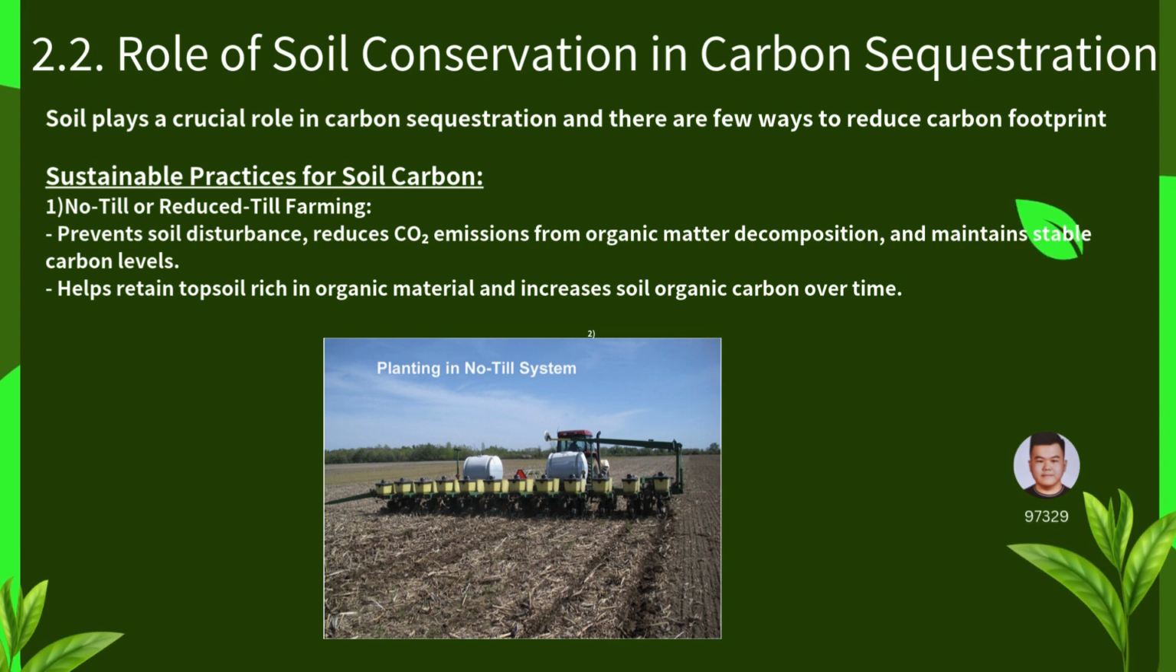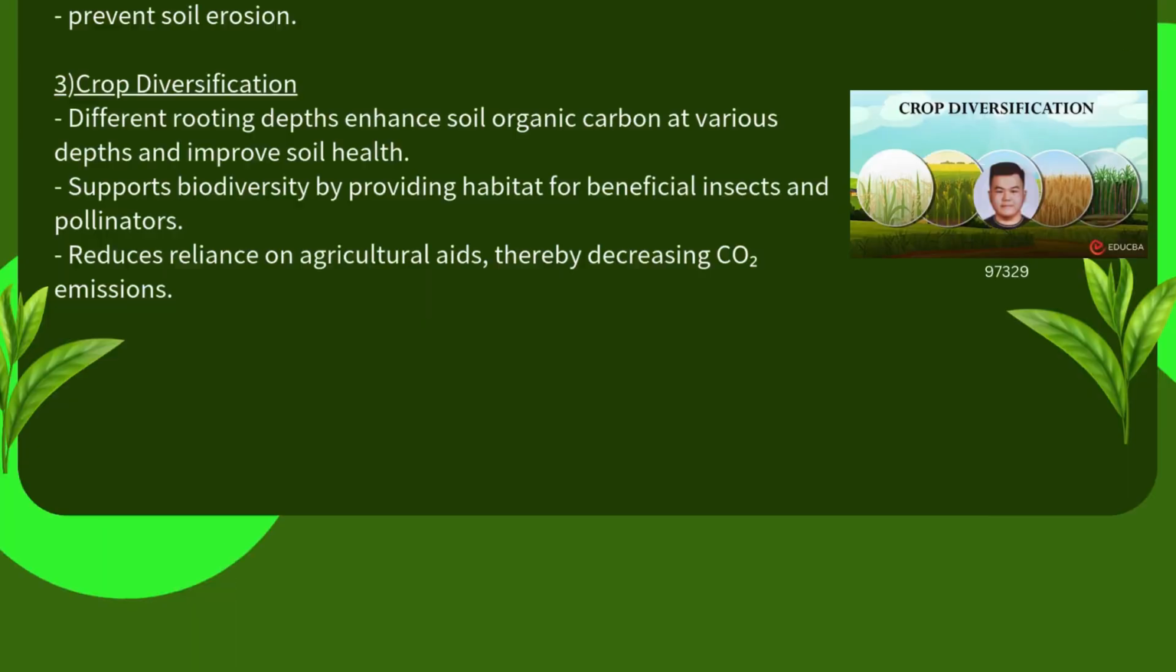And then we come to the role of soil conservation in carbon sequestration. Soil plays a crucial role in carbon sequestration, and there are a few ways to reduce carbon footprint. First of all is no-till or reduced-till farming. It prevents soil disturbance, reduces CO2 emissions from organic matter decomposition, and maintains stable carbon levels, and it can help to retain topsoil, which is rich in organic material, and increases soil organic carbon over time.